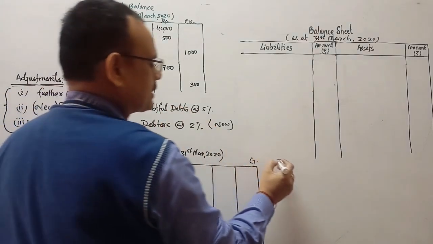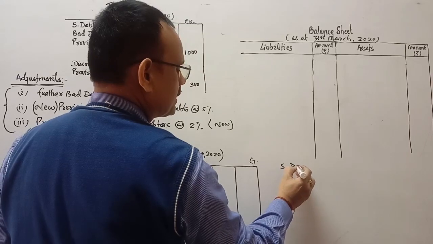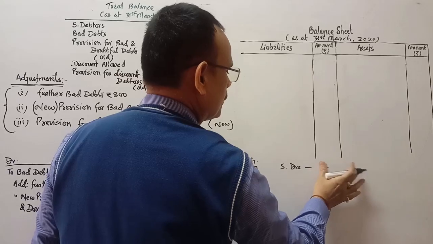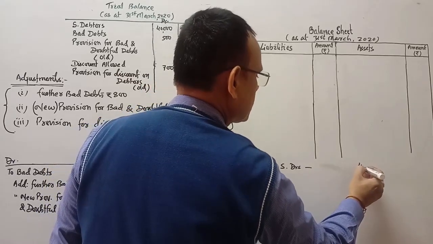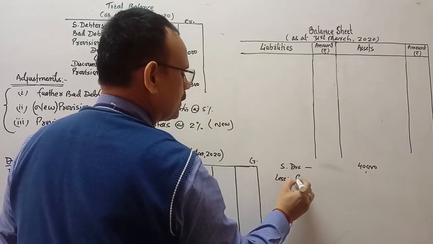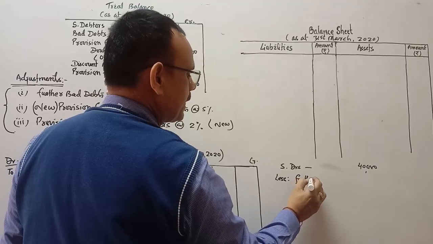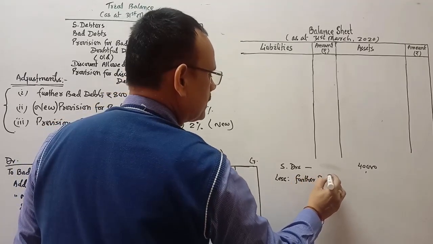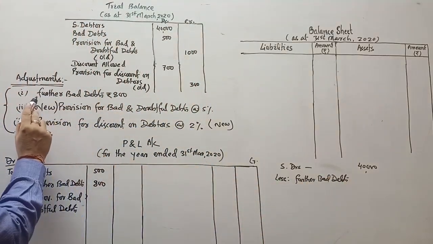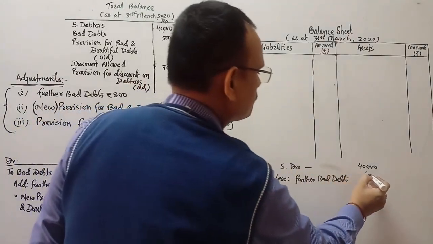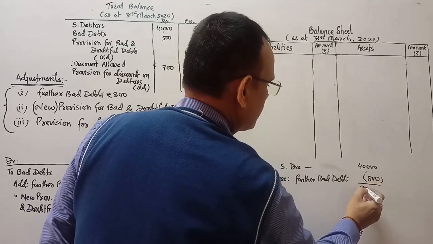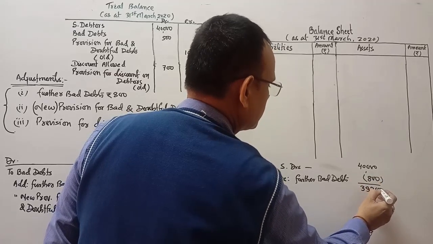So sundry debtors is how much? You do the calculation in the working note. Sundry debtors is 40,000. Now you first deduct the further bad debts, that is the additional bad debts. Further bad debts is 800. You deduct the further bad debts. After deduction, the amount is 39,200.